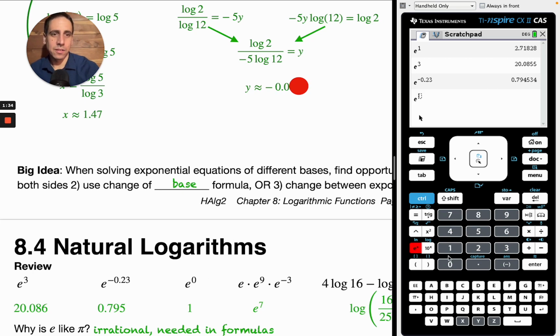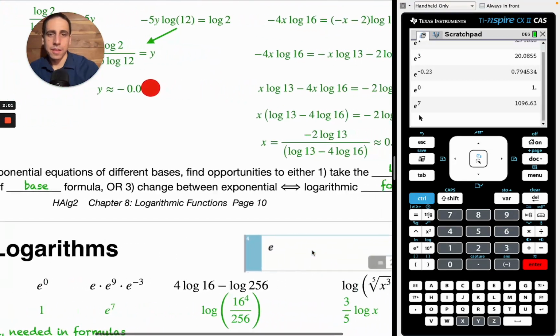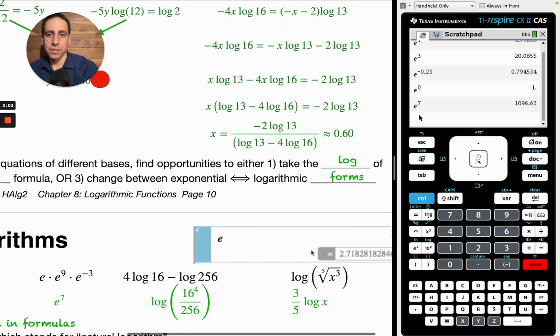Anything to the 0 power is just going to be 1, and of course, remember that if you're multiplying bases, you can add exponents. This would be e to the first times e to the ninth times e to the negative third. So 1 plus 9 plus negative 3 is positive 7. And if you wanted to, you could also find out what e to the seventh is. E to the seventh just looks like this. Boom.